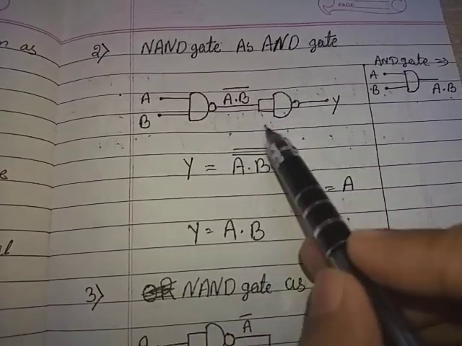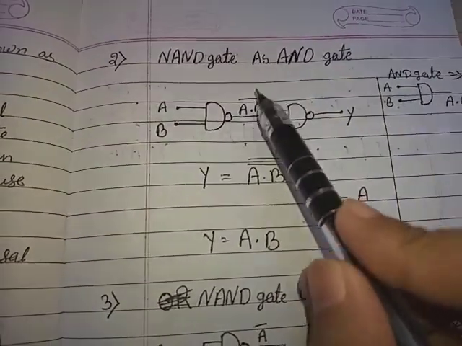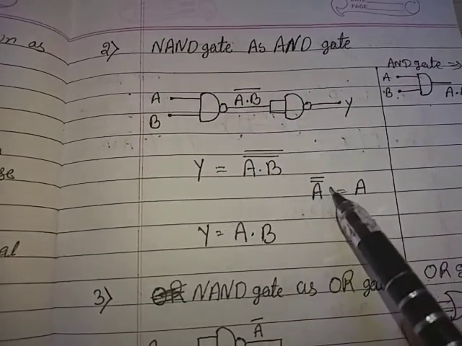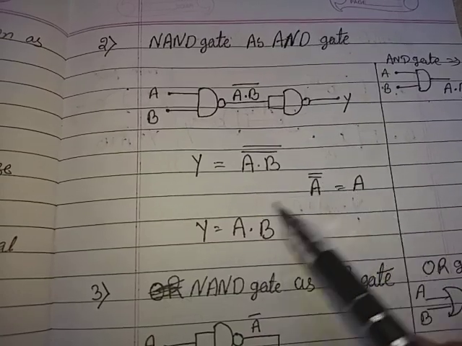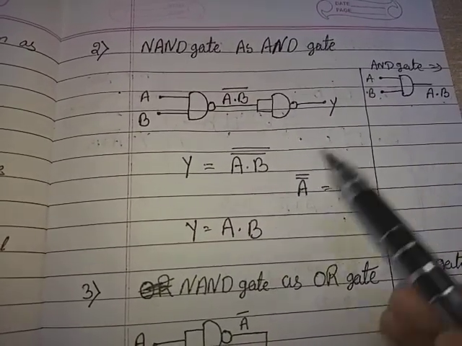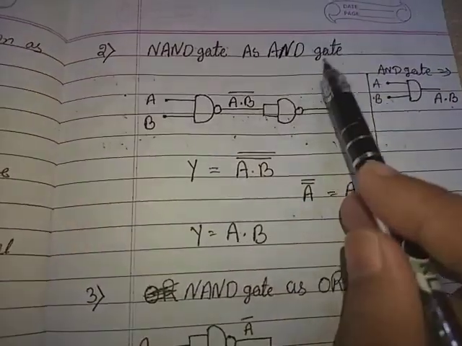So the output of the NOT gate is A bar, where A is equal to (A dot B) whole bar. So Y becomes (A dot B) double bar, and we know that A double bar is equal to A. So what we get is Y equal to A dot B. That is our AND gate equation. In this manner, we can use the NAND gate as an AND gate.